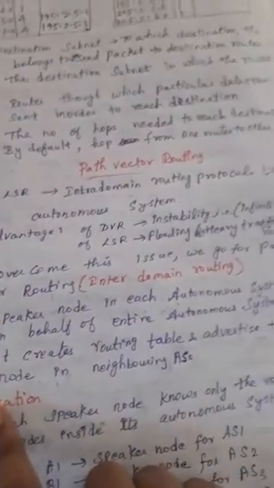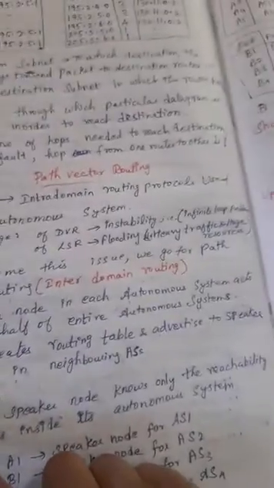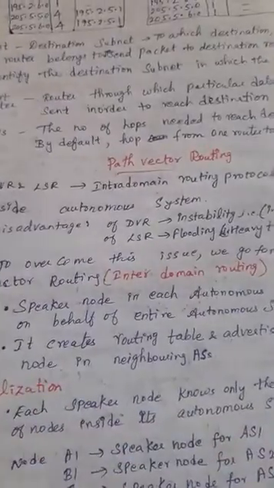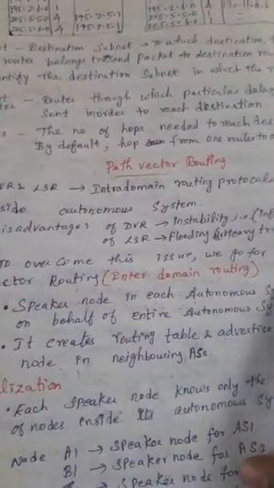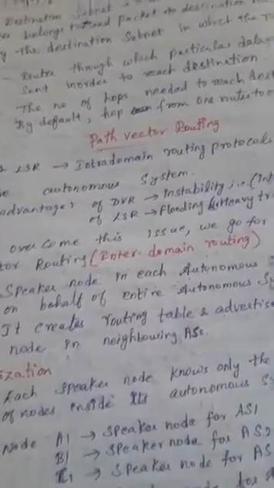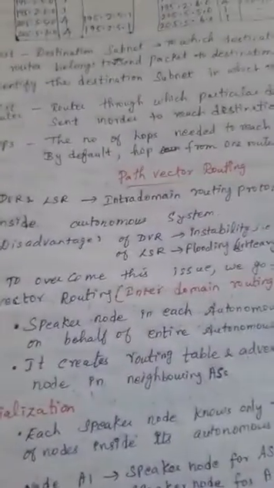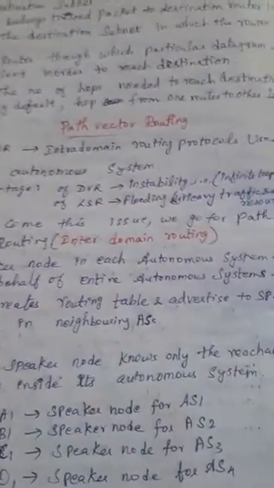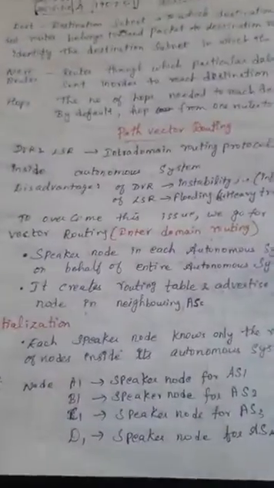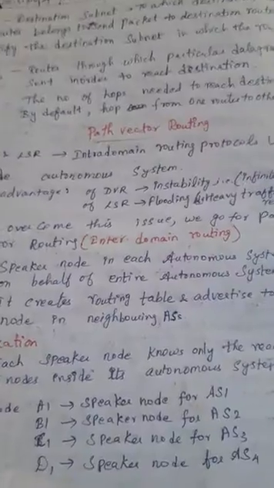There is a speaker node in each autonomous system that acts on behalf of the entire autonomous system. It creates a routing table and advertises it to speaker nodes in the neighboring AS. Initialization: each speaker node knows only the reachability of nodes inside its own autonomous system.